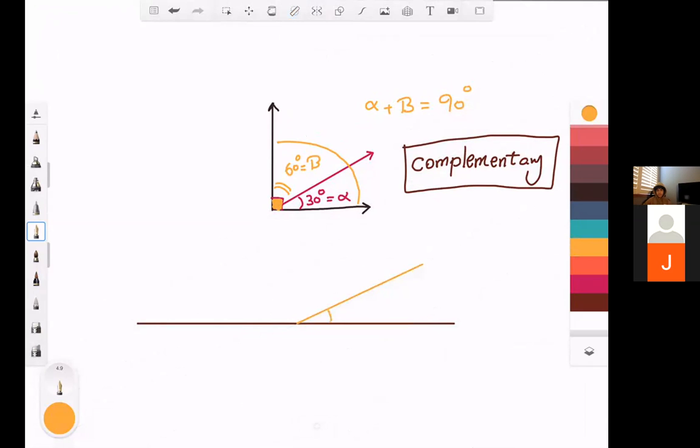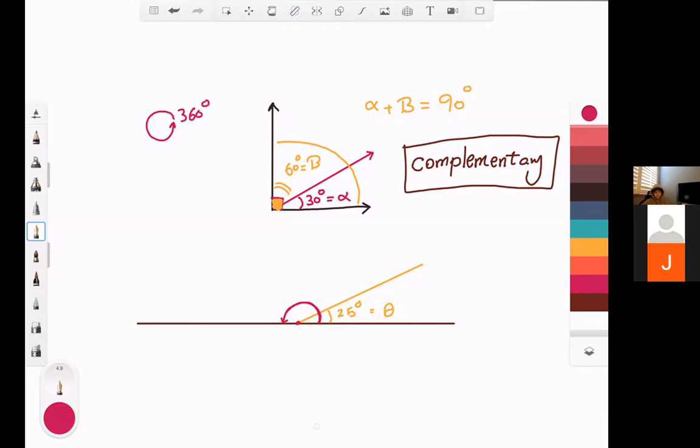This is 25 degrees. I'm going to call it theta. Theta is 25 degrees. We have a straight line. What is the degree of this angle? 180. If you go all the way around to the original, it will be 360 degrees.